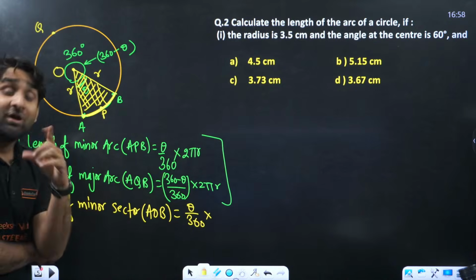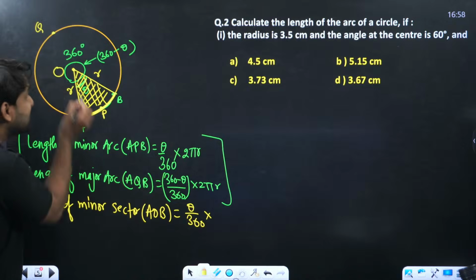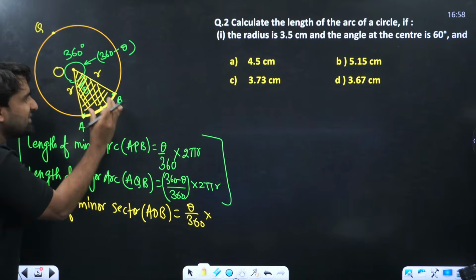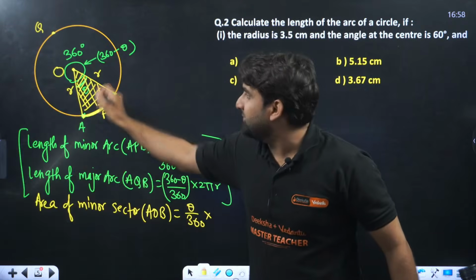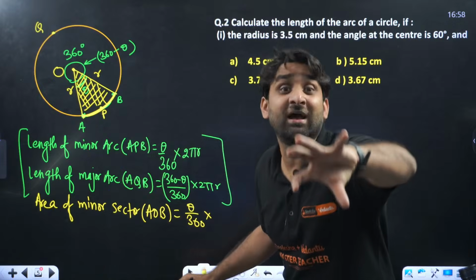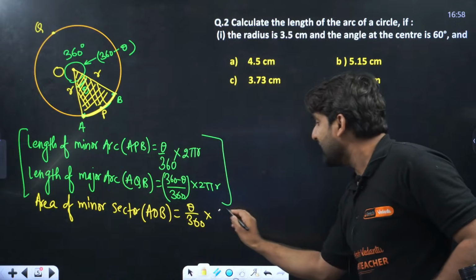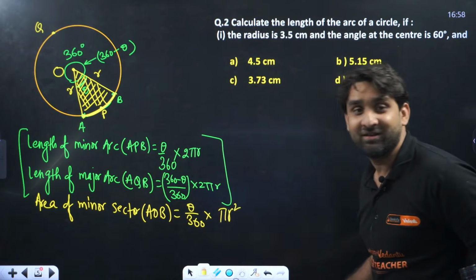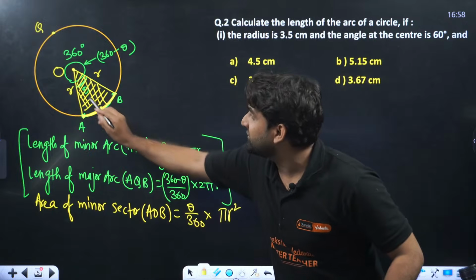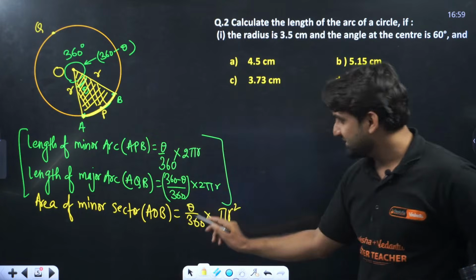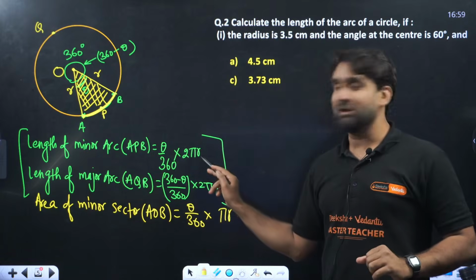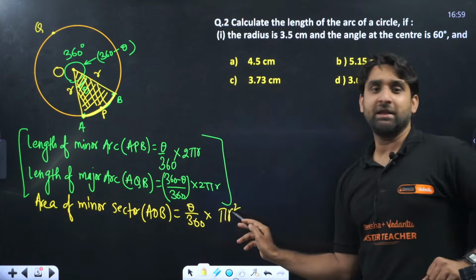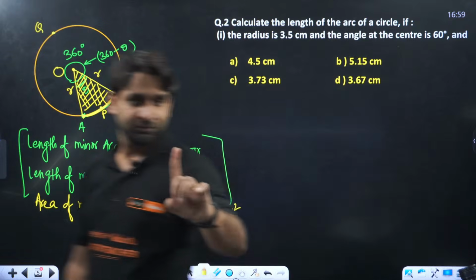Now we are dealing with area, and this yellow shaded part is the small part of the entire circle. And what is the area of the entire circle? Pi r square. So what will be the area of this part which has angle theta? It is theta by 360 into pi r square. In length we take 2 pi r, but in area we take pi r square. This is the difference. Clear everyone?